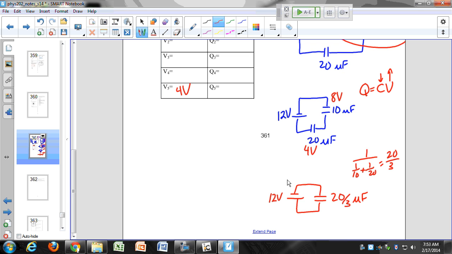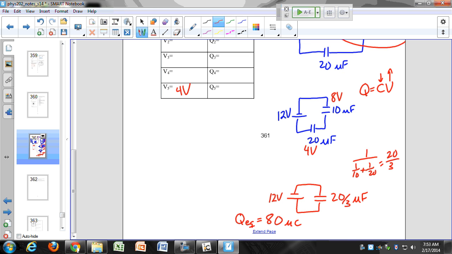I would find Q equivalent. So find Q equivalent here. It's going to be 12 times 20 thirds CV. Well, let's see, it's 240, that's 80, right? Is that right? No, it should just be 80. 240 over 3. Right, it's 80. Yeah, so it's 80 microcoulombs.